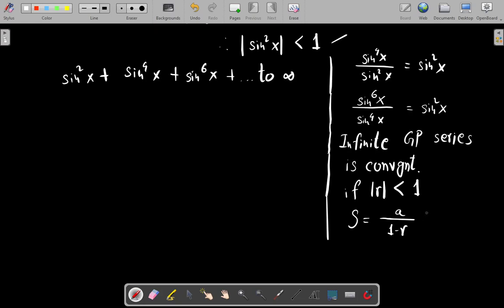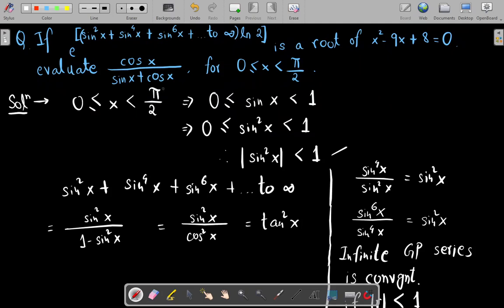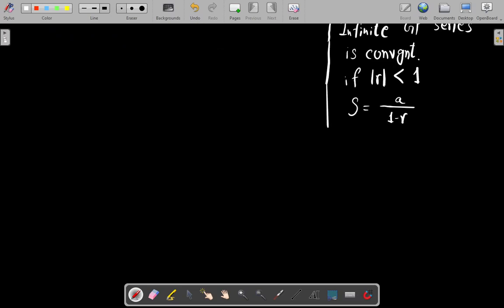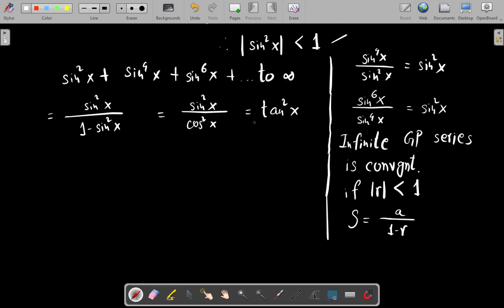In our case, the first term is sin square x, so a is sin square x, and r is again sin square x. So the value of this sum is sin square x upon 1 minus sin square x. This is sin square x, and 1 minus sin square x is cos square x, so this gives us tan square x. So this is the value of the sum. We have not yet found the value of e raised to the power this sum. So the summation converges to tan square x.